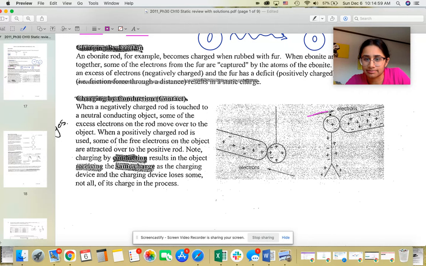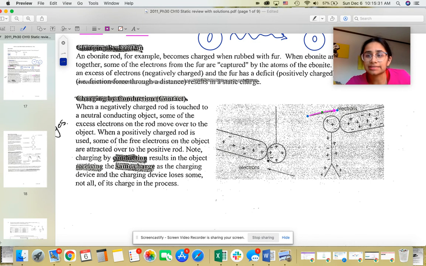So why does that happen? Well, it happens because when a charged rod is touched to a neutral object, it's going to try to stabilize it, quote unquote. It's going to try to neutralize both objects so that they have the same charge, and that's because of its property as a conductor. In conductors, electrons are free to move. In insulators, not so much.